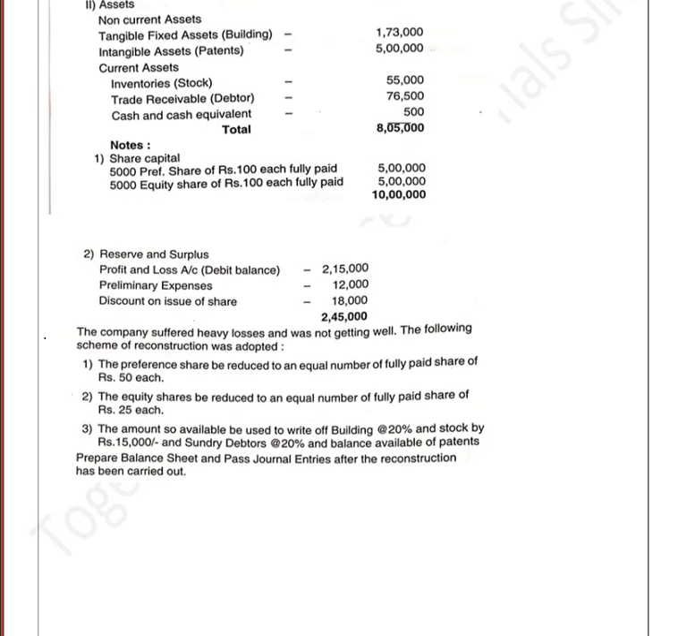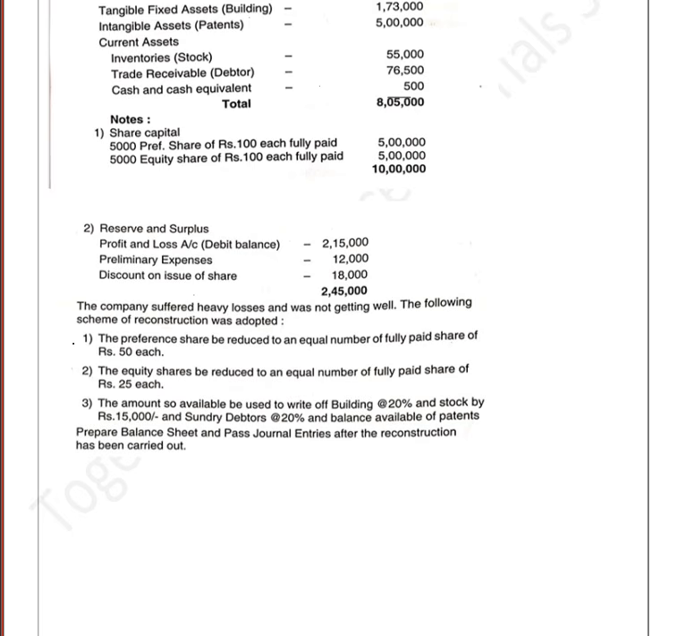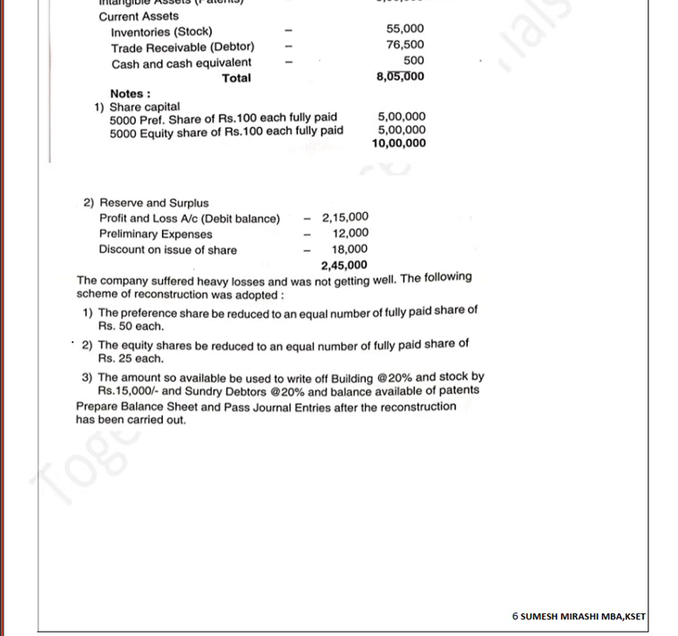Now the most important part is the adjustments. The company has suffered losses and was not doing well. The following scheme of reconstruction was applied. The preference shares were to be reduced to an equal number of shares of 50 each. Equity shares to be reduced to an equal number of shares of 25 each. Again, they have said "reduce to". If you have watched my previous video, there was the same question which was asked for 5 marks. There also it was given as "reduce to". So reduce to means minus.